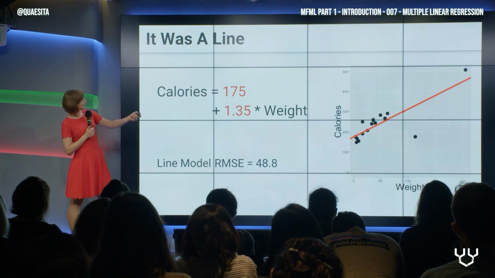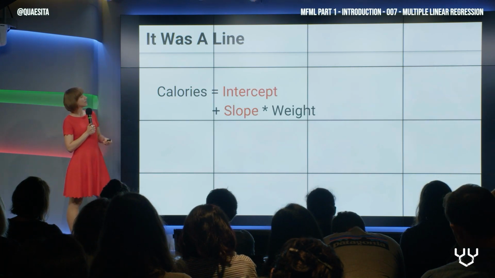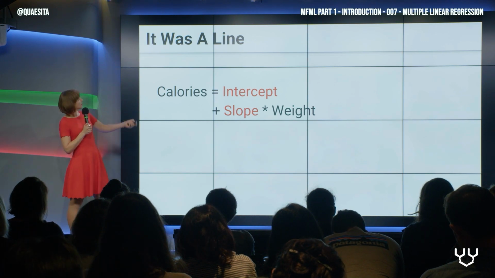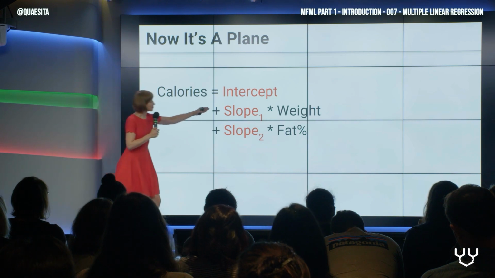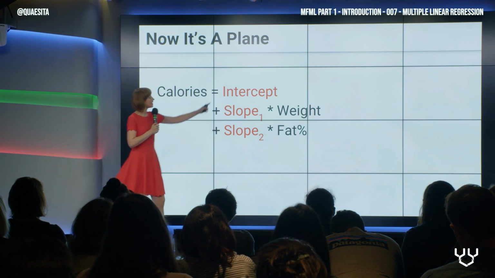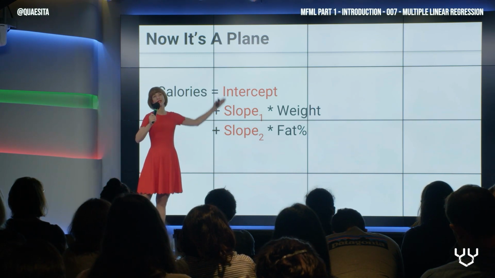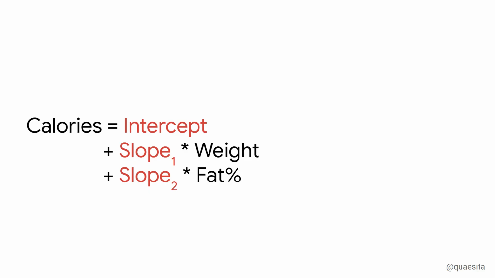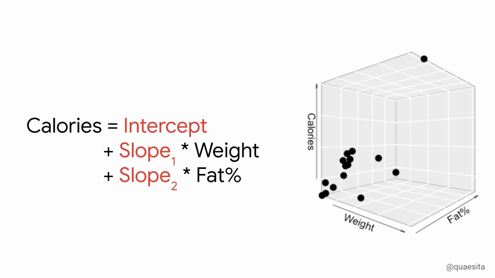Lovely. Now, it's not going to be a line anymore if we add fat percentage. It's a bird, it's a plane. Same structure, just we add another one of these right here. And now the only pertinent thing for you to realize is that there are 3 widgets to tinker with. Nice. And plotting it there, we need to add a dimension.